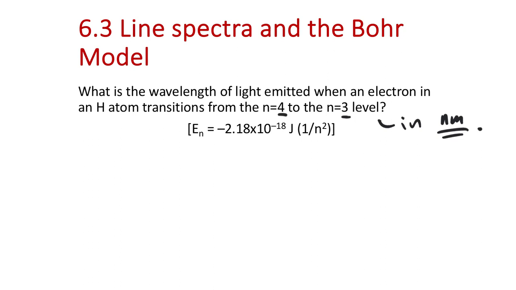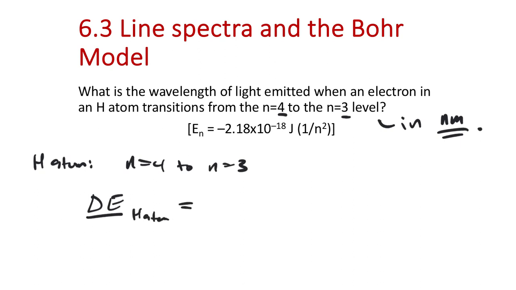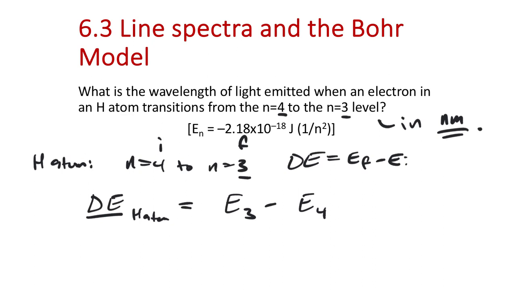The way I would think about this problem is that the H atom is going from n equals 4 to n equals 3. So I can calculate the delta E of the H atom by taking the final state minus the initial state, just making sure we are seeing that the final state is the 3. So we're in 4, we're going to 3.